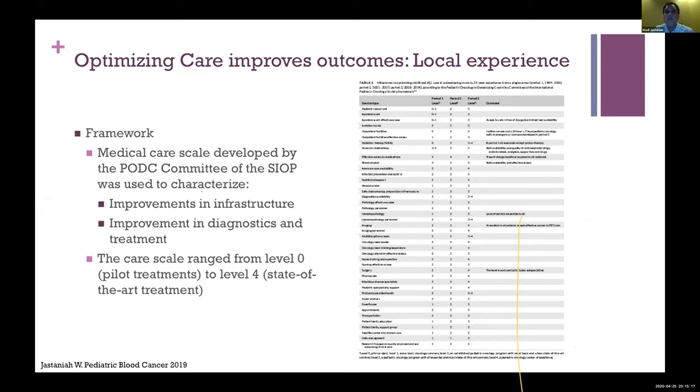And in this study, the improvements over the different time periods were studied using the framework of the medical care scale developed by the Pediatric Oncology in Developing Countries Committee of the SIOP that characterized the level of care and improvements in infrastructure and in diagnostic and treatment, in addition to many other aspects of care. And the care scale in this framework ranged from level zero, which is pilot treatments, to level four, which is state-of-the-art treatment. And I know you cannot see the numbers, but from period one to period four, there was an increasing level of care during this period.